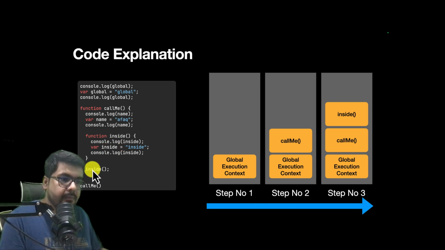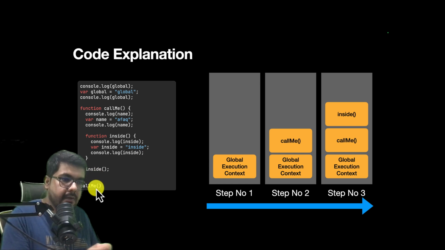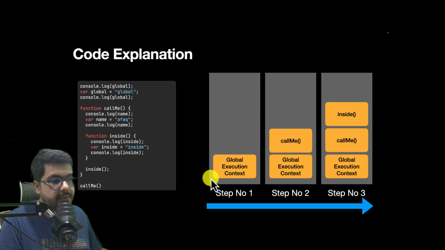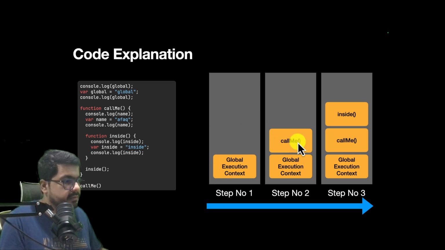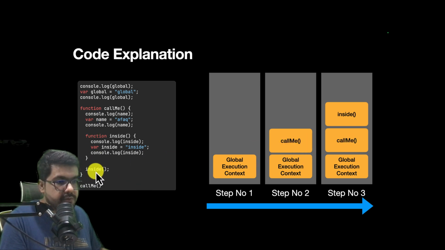Moving on, you can see that on the outer global side, I'm calling this callMe function, and I know that whenever this callMe function is called, the very first thing is that the call stack will push the global execution context. Then we will have our callMe function, right? And once the callMe function is done, when it comes to this line right over here, it will call the inside function, and this inside function will be executed right over here.